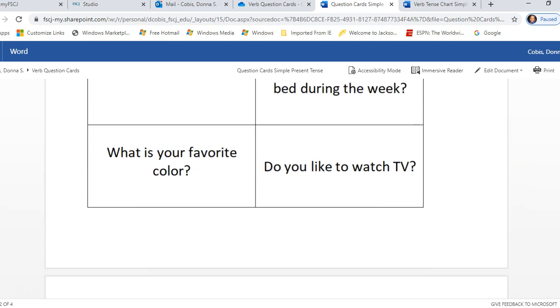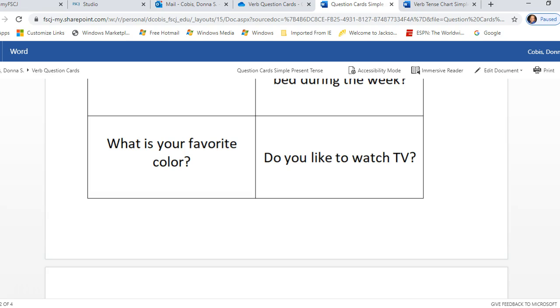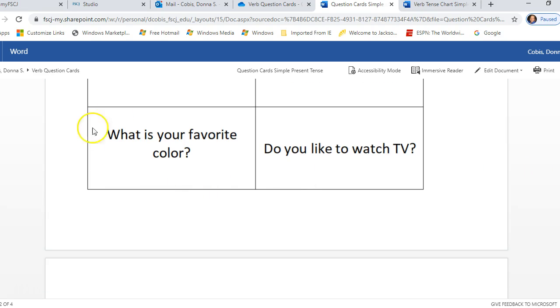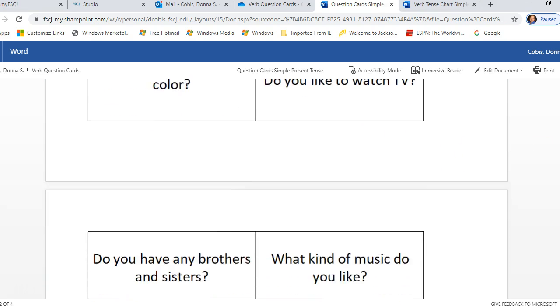Here are some questions about your preferences, things that you like to do. What is your favorite color? Do you like to watch TV? Some of us like to watch TV, and some of us prefer to read a book or play a sport.